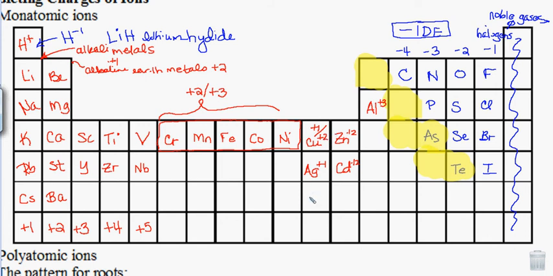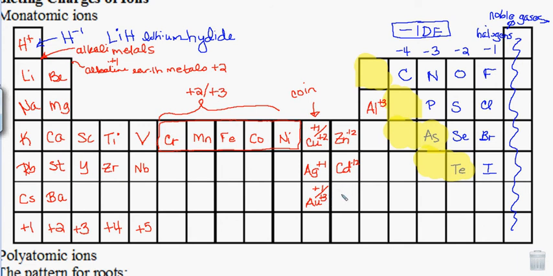Below silver is gold, and gold is going to come as a +1, but it's also going to come as a +3. So on the upside, this group, this family, which is termed your coin metals, are going to be all +1, but copper will also have a +2, and gold will also have a +3.